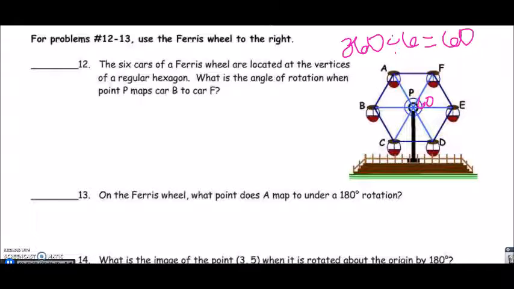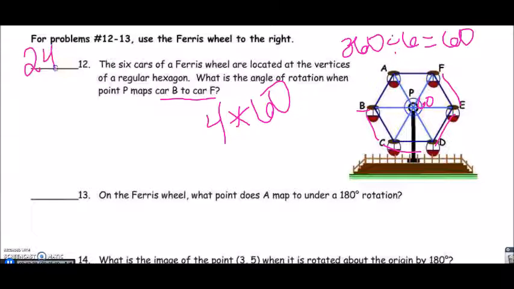So what is the angle of rotation when point P maps car B to F? What you need to know is you're going from B to F. So we're going to start at B and we're going to go 1, 2, 3, 4 moves. Remember, you always go counterclockwise. So it will be 4 times 60. And so you would have a 240 degree move.